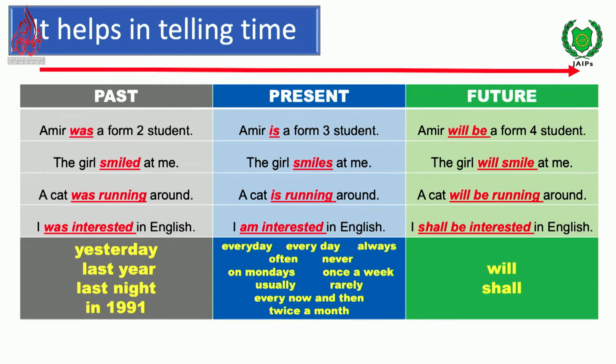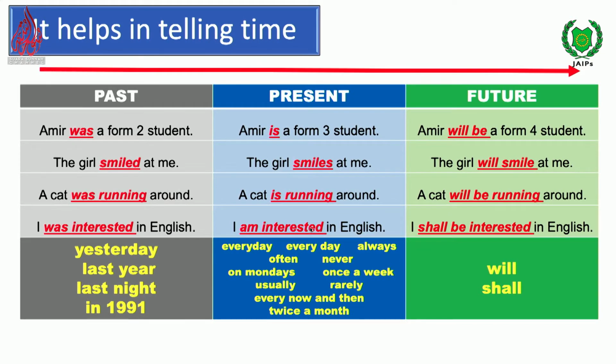Never mind, we are going to look at the sentence. Okay, the sentences. Number 1, Amir is a Form 3 student. Number 2, the girl smiles at me. And then number 3, a cat is running around. So it's running around, showing the present tense. I am interested in English. So this one showing the present tense.